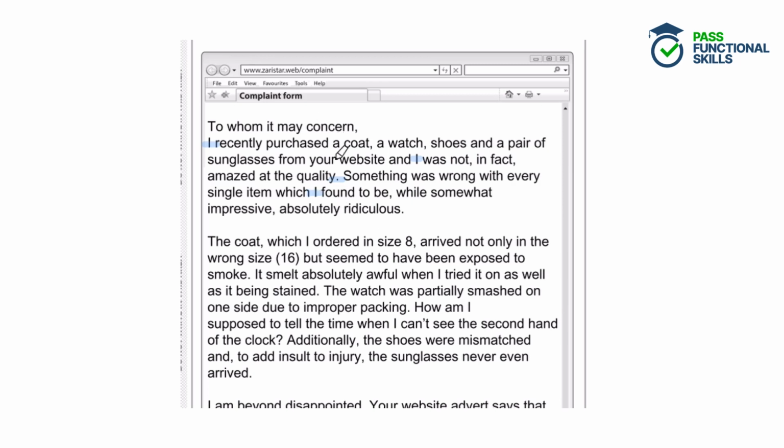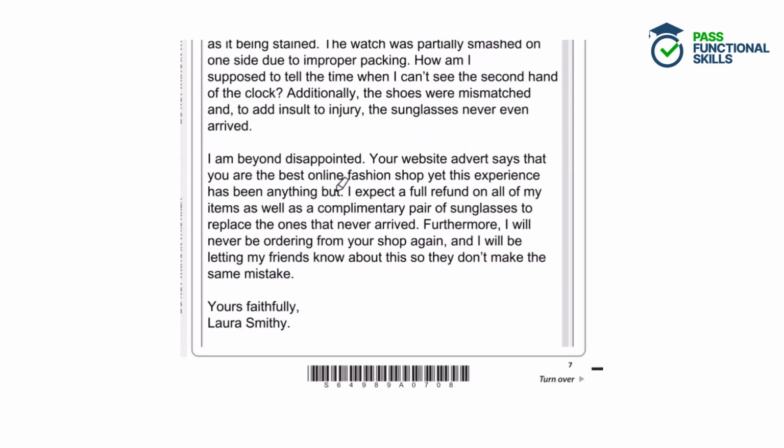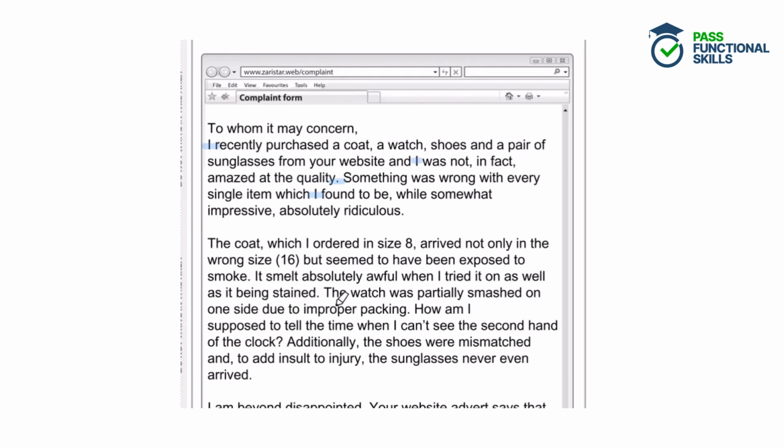You should also capitalise any proper nouns, for example names. So Laura Smithy has been capitalised there. We've also got the use of commas throughout the answer to add extra details and extra ideas and information. So at the top here, we've got commas used to create a list. So a coat, comma, a watch, comma, shoes, and a pair of sunglasses.